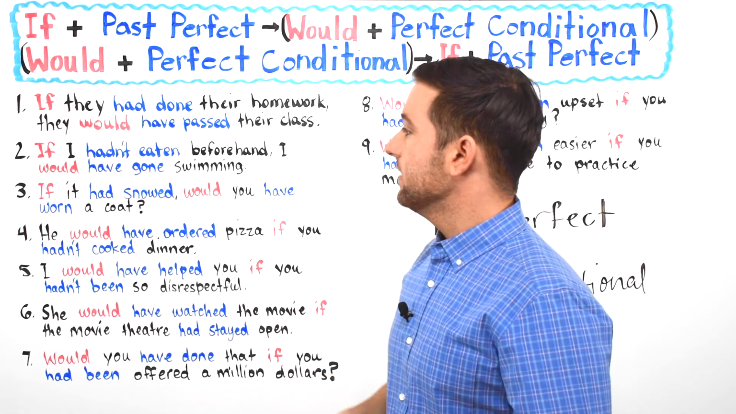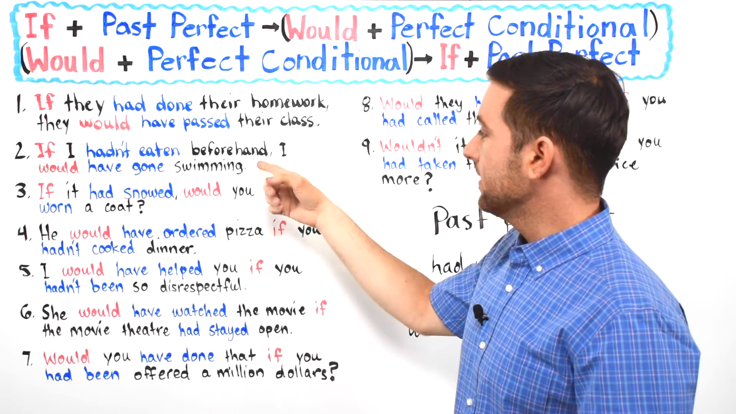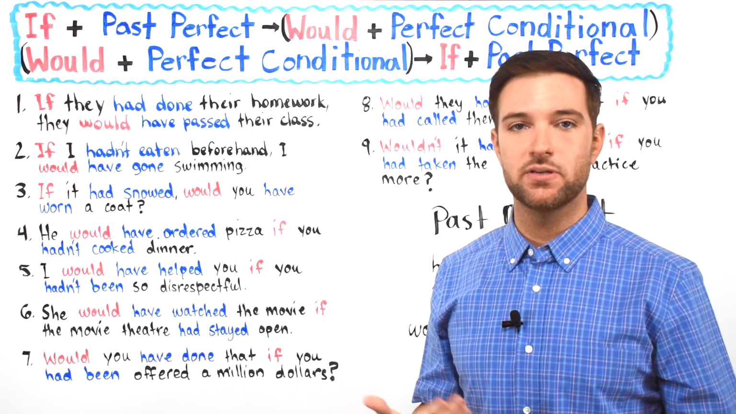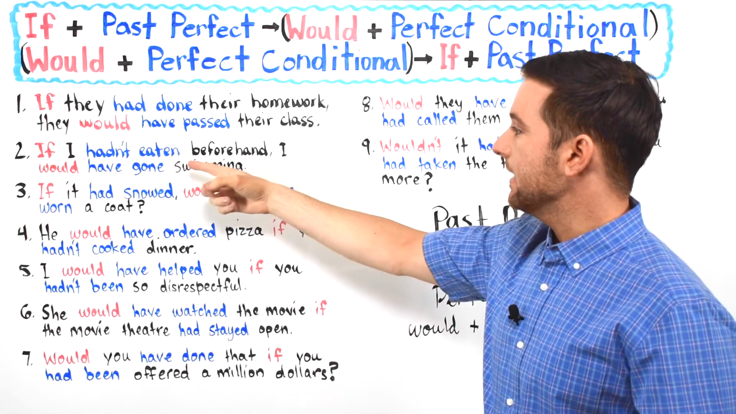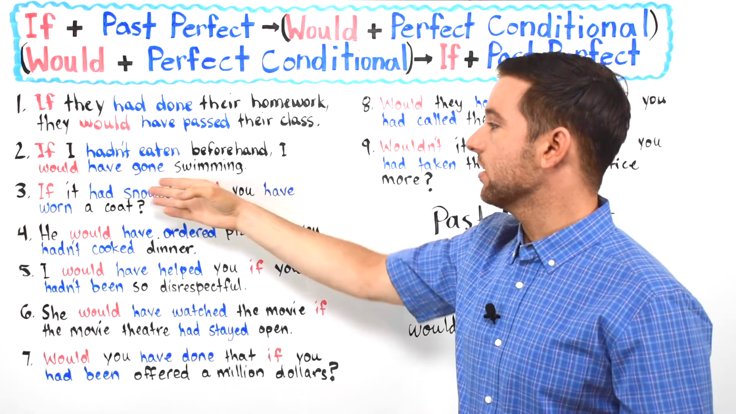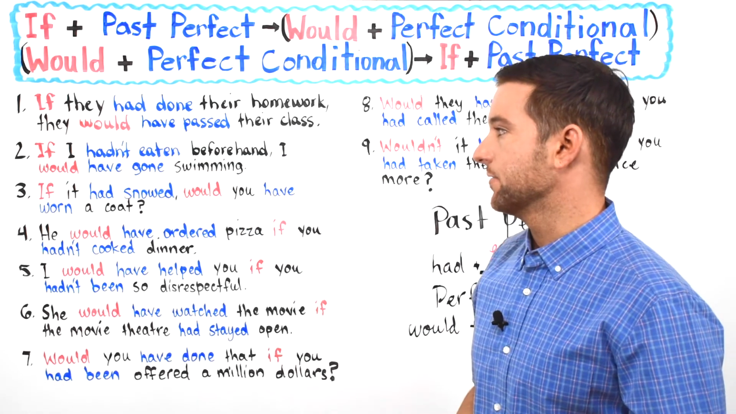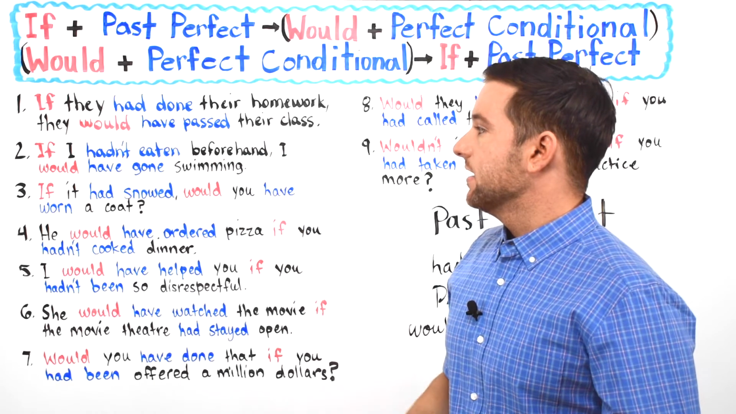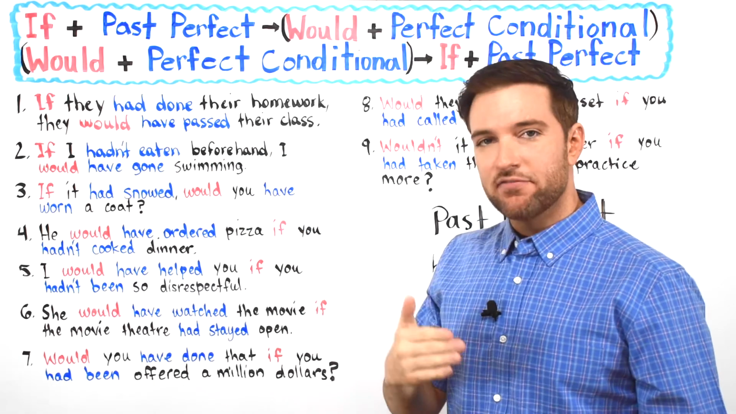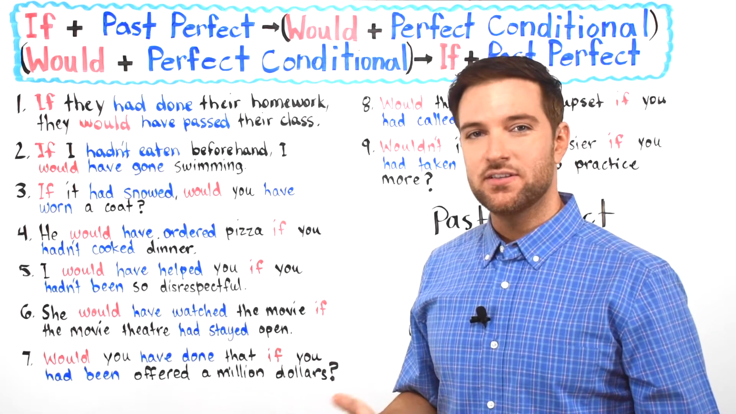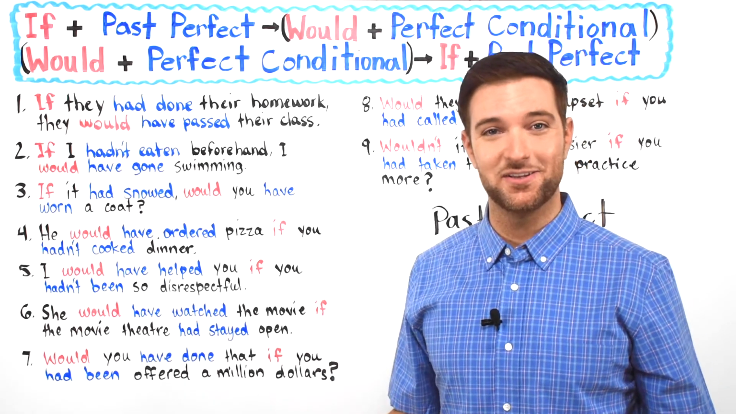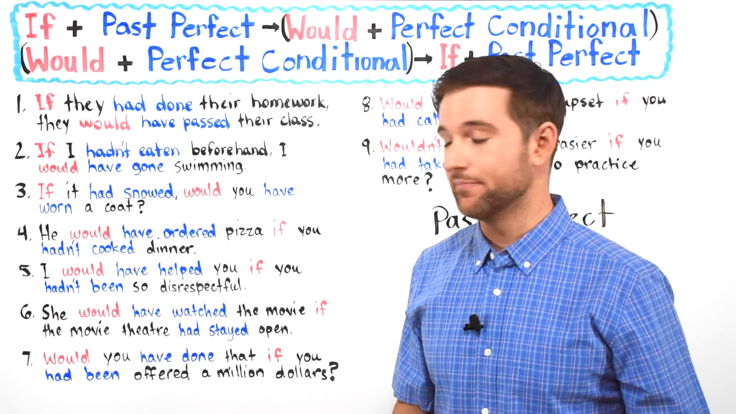Number two, if I hadn't eaten beforehand, beforehand is like in the past, like prior to doing something else. If I hadn't eaten beforehand, I would have gone swimming. So basically, maybe you ate dinner and then you know how you have to wait maybe 40, 50, 60 minutes. Some people do that at least, okay? You wait a little bit of time before you go into the pool.